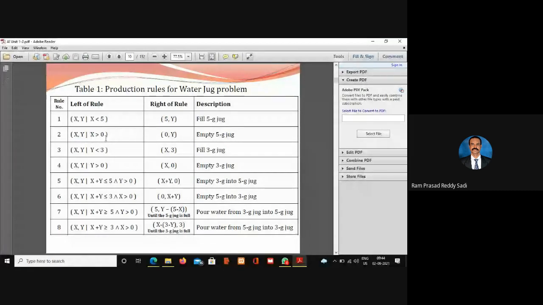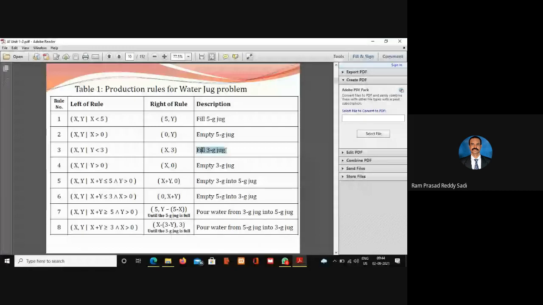Now, in a similar sense, you are trying to fill the y jug, that is the second jug, x comma y, y less than 3. That means there is some space left over, which can be filled with a few more gallons of water. So you are filling the 3-gallon jug.